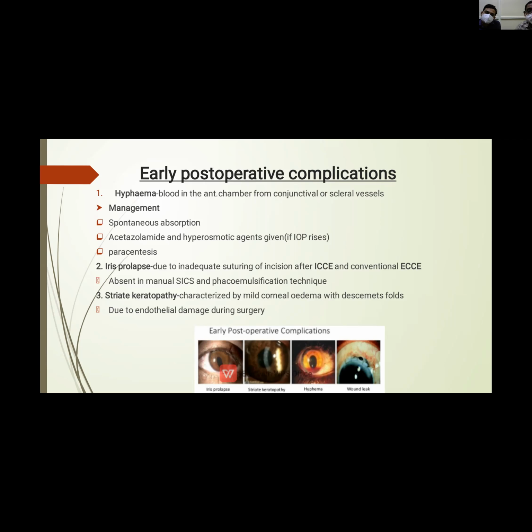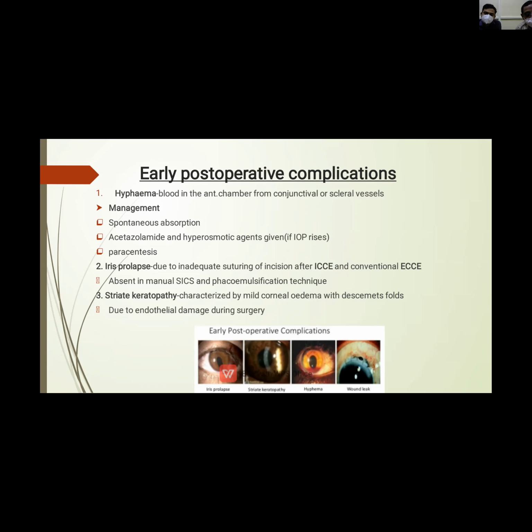Iris prolapse. How do you manage this iris prolapse? Usually these people come after 48 hours or so for the first follow-up on the third day, and sometimes you may see an iris prolapse. How do you manage this iris prolapse? Leave it like that? Suture. The iris which is prolapsed, what are you going to do with it? We will suture it, sir.